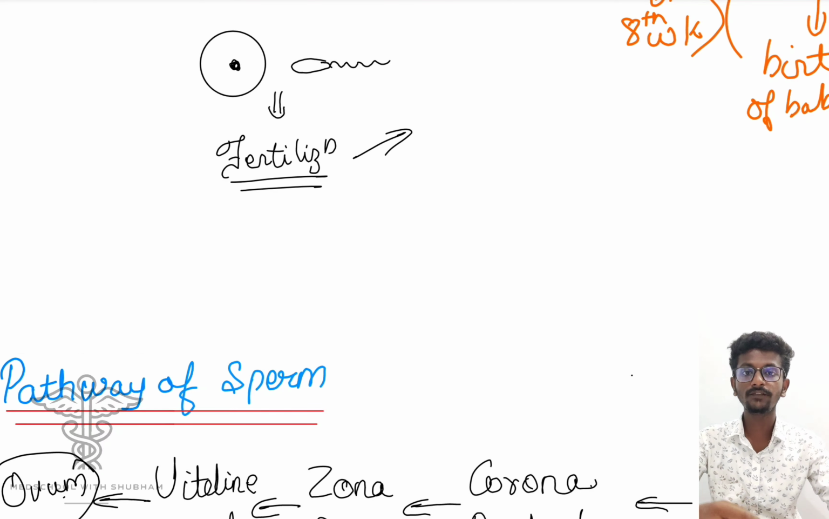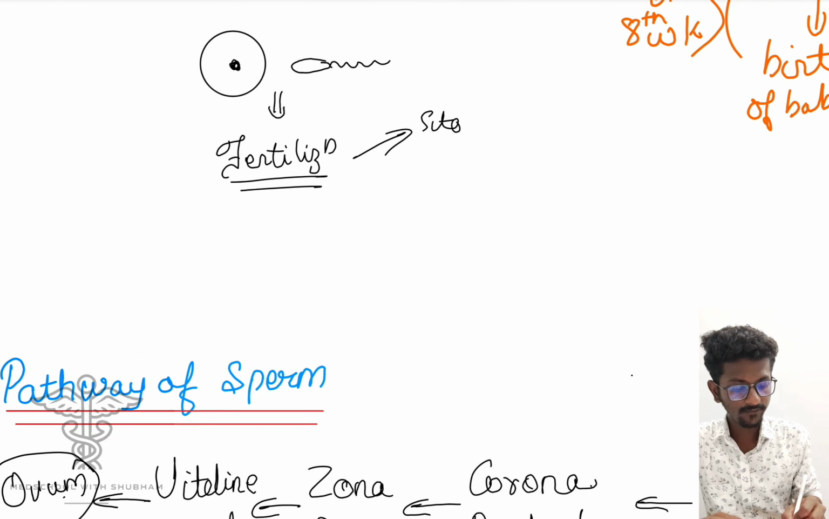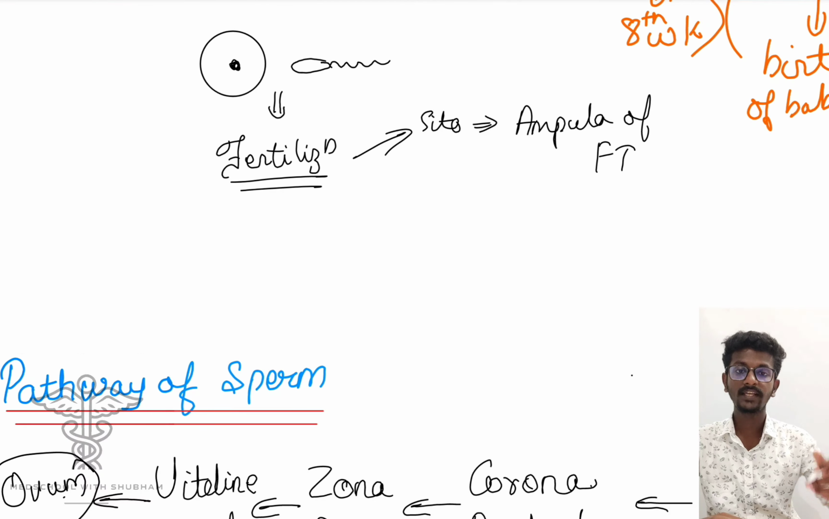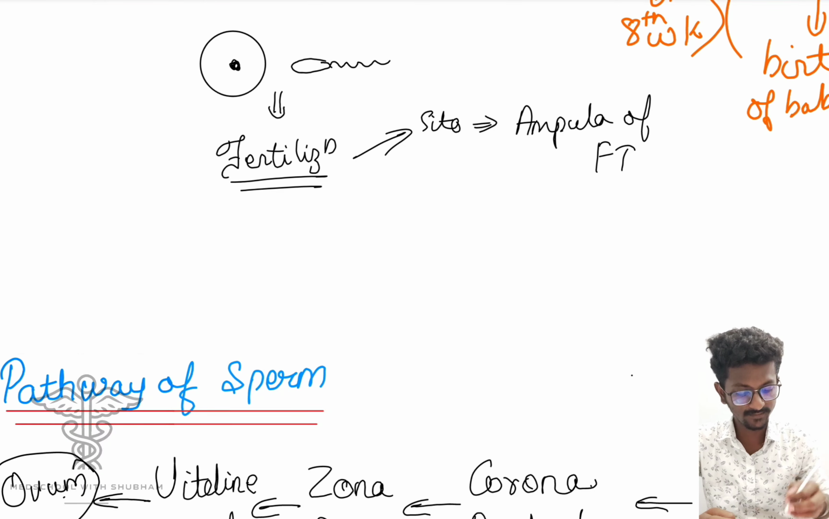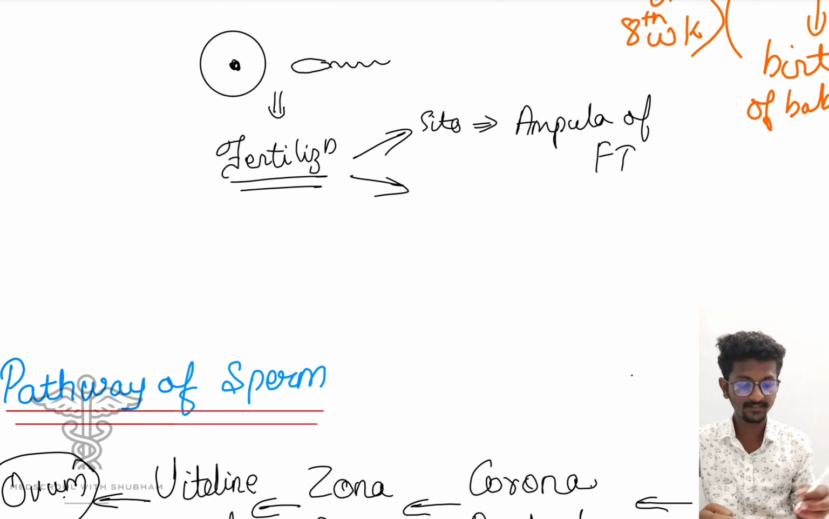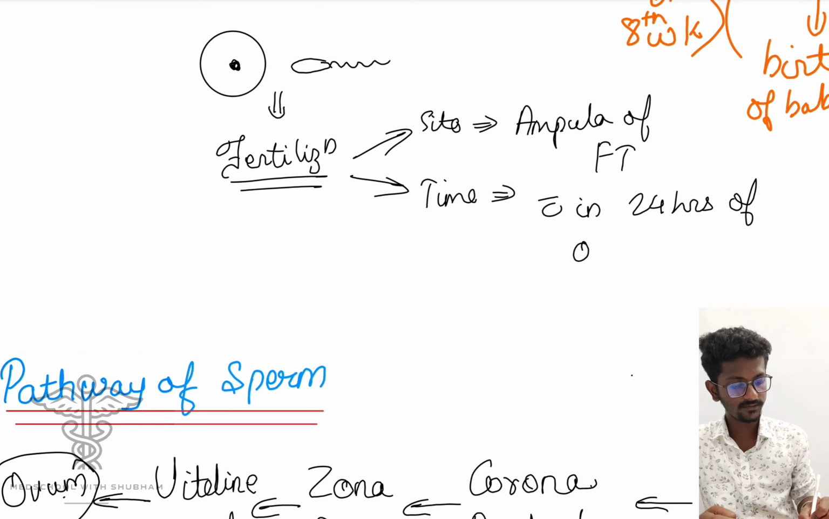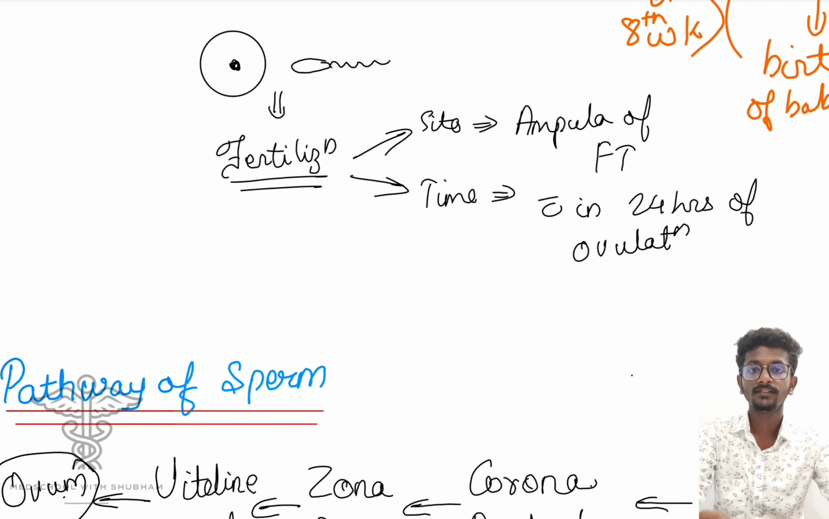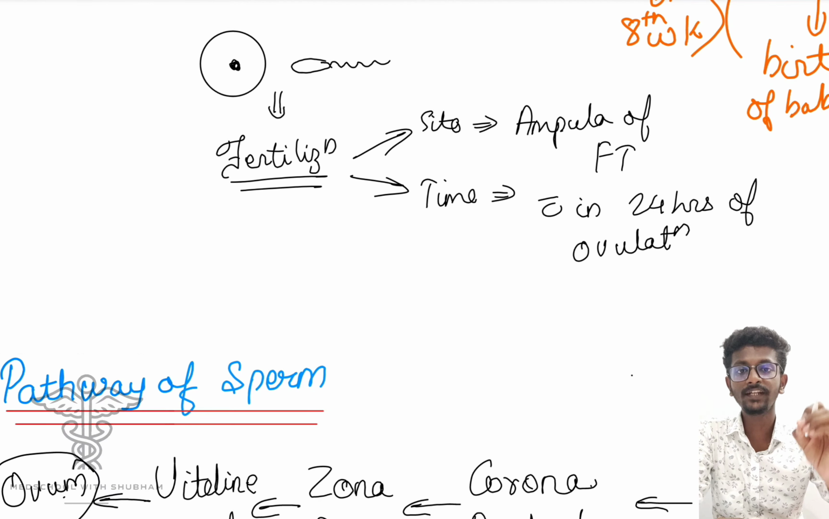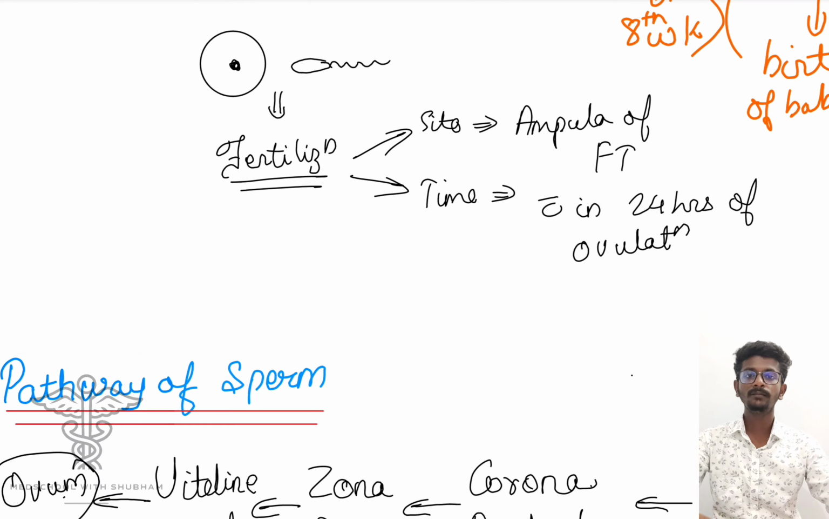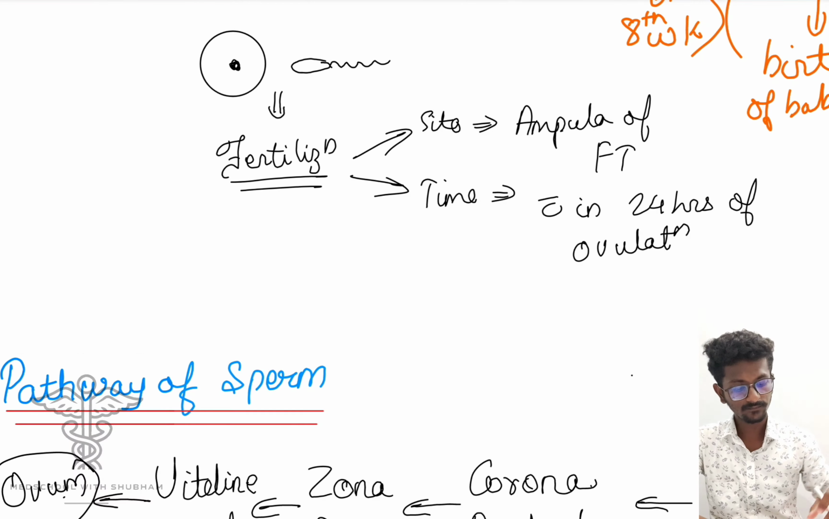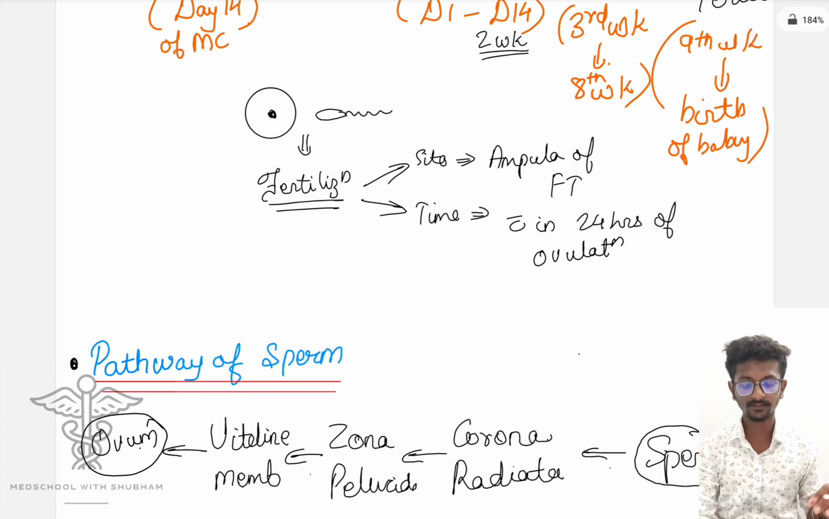Now what will be the site of fertilization? The site will be the ampulla of the fallopian tube. The ampulla of the fallopian tube will be the site of fertilization. What will be the perfect time of fertilization? Time will be within 24 hours of ovulation. What does this mean? On day 14, the ovum will be released, which is ovulation, and within 24 hours of ovulation, the sperm should come to the ovum and fertilize it. So this is what the time of fertilization means.